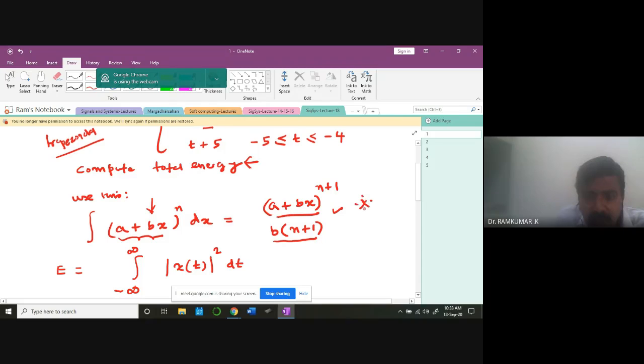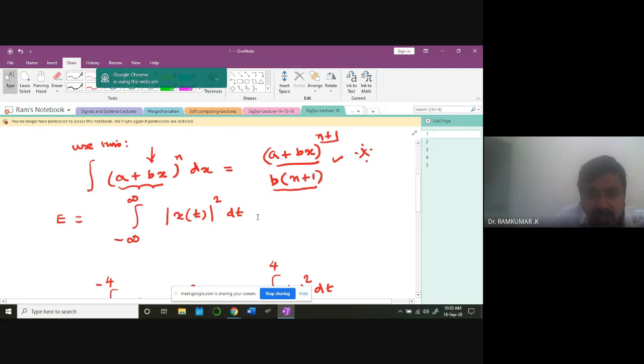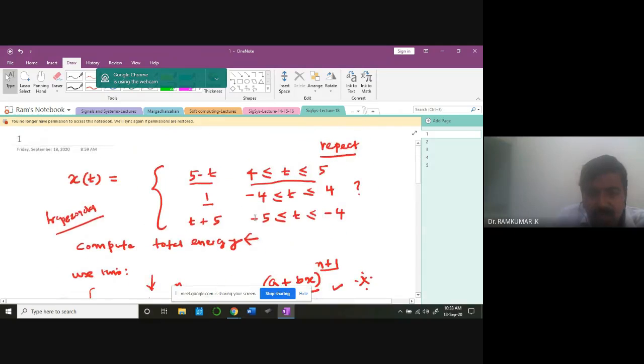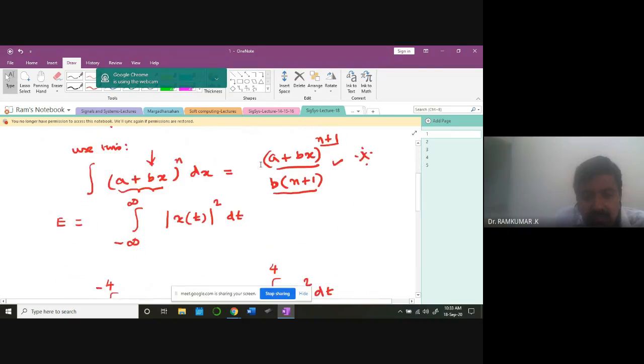In integration, you might have learned this. If not, remember this formula. Simply take this value, put n plus 1 in the numerator, divided by n plus 1, as you normally do for integration. Then divide by b, that is b into n plus 1. Then take the corresponding expressions one by one and integrate in the integral range, like 4 to 5.